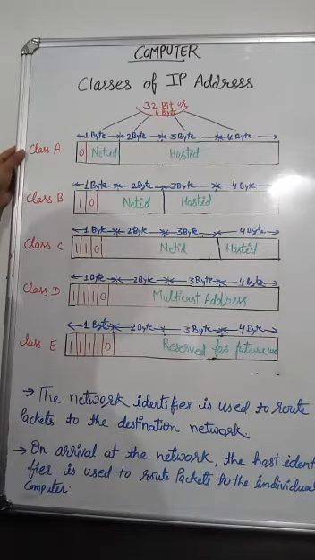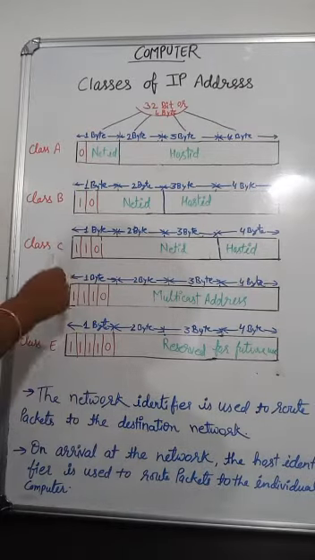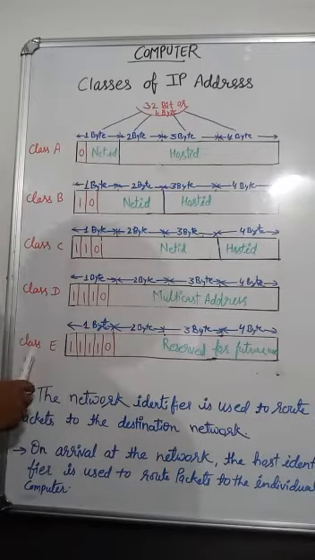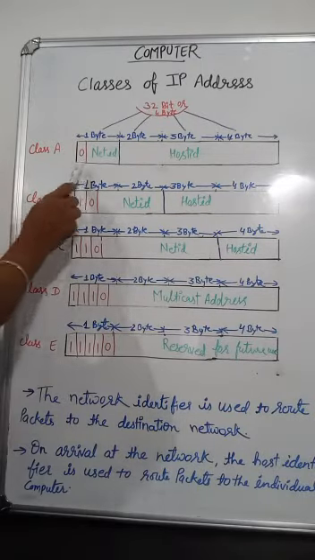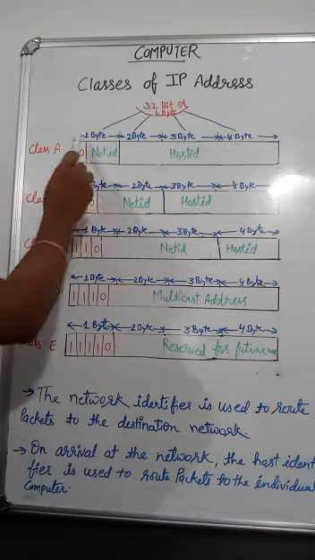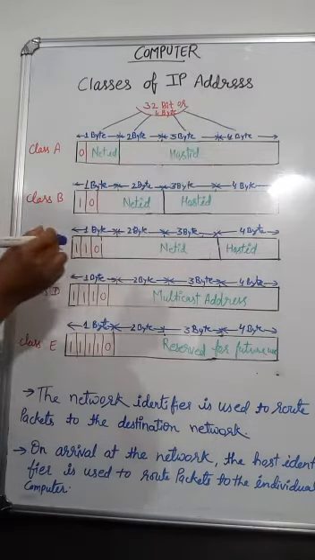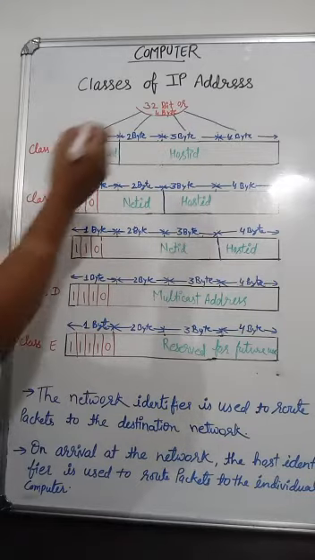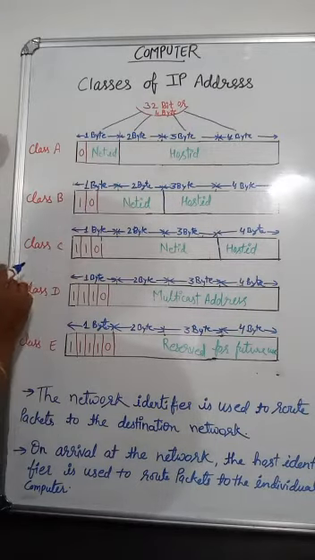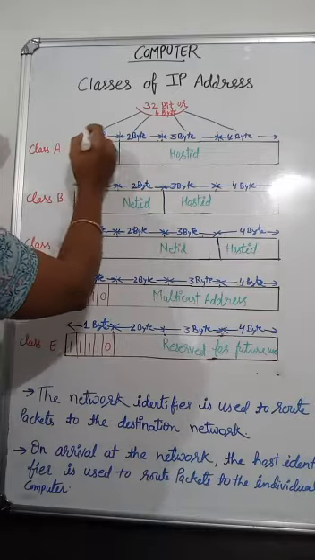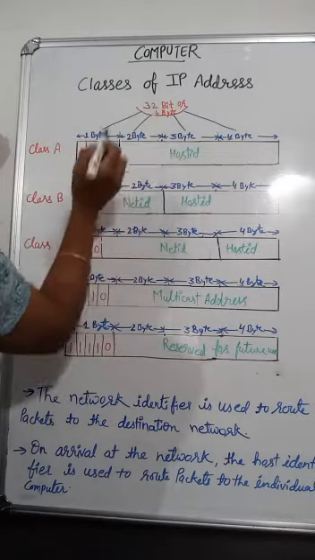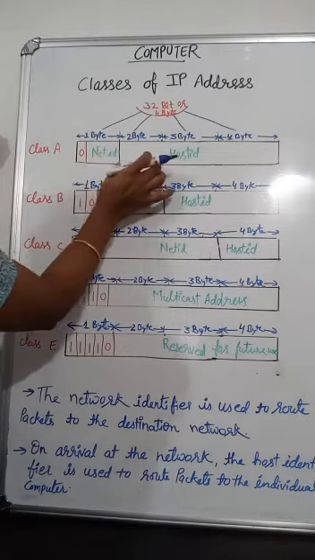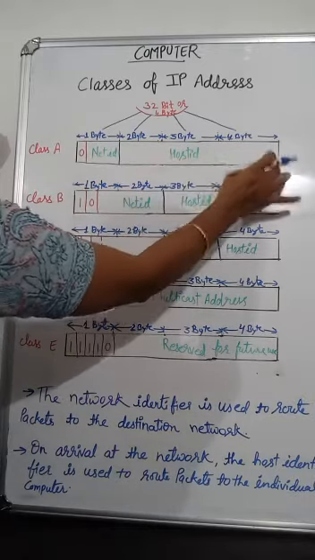See here, there are 5 classes of IP addresses: class A, class B, class C, class D and class E. In every class, there are 4 bytes. 4 bytes means a 32-bit IP address. Total 32-bit IP address, and there are 4 octets.